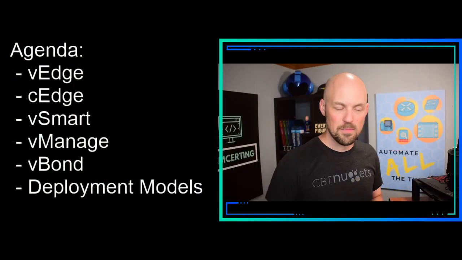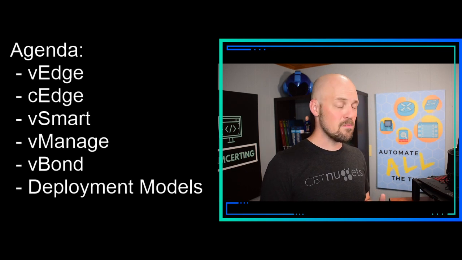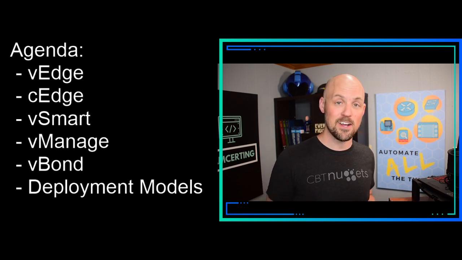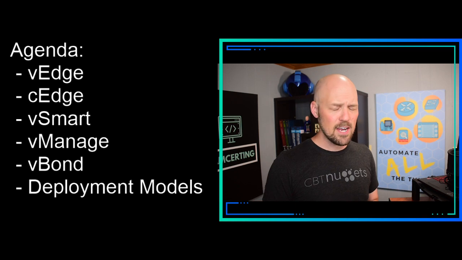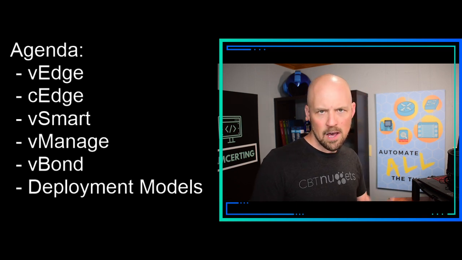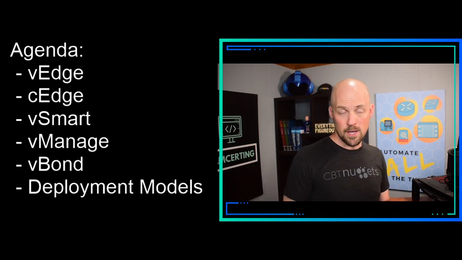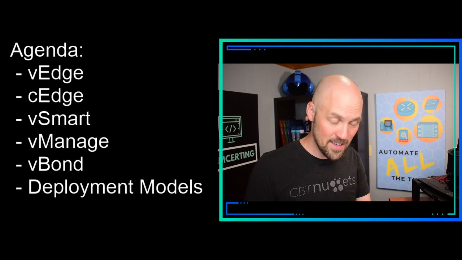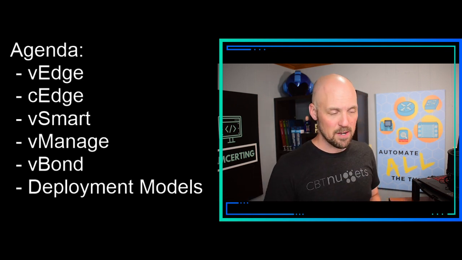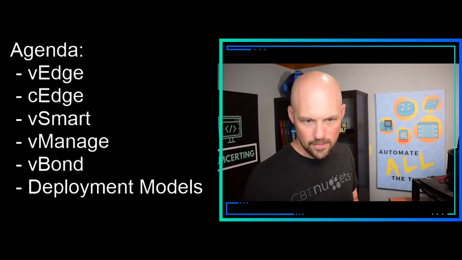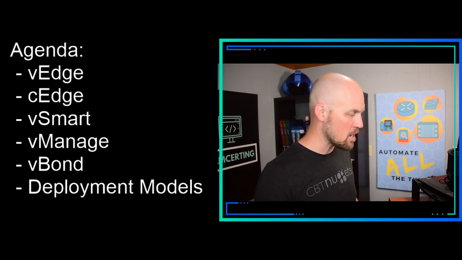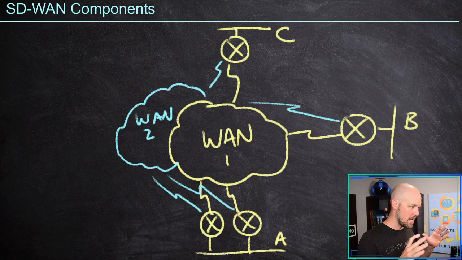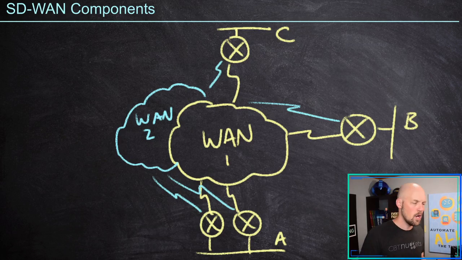First of all, let's pull up the agenda here. As I already mentioned, we're going to be talking about all the different components. And if we have time at the end, we're going to take a look at how exactly these components are deployed. Spoiler alert, usually in the cloud, at least as far as some of our control plane and management plane devices. All right, from here, what we're going to do is pull up a drawing of just a WAN environment. And we're going to use this as our base of operations as we walk through all of these different pieces of the solution.